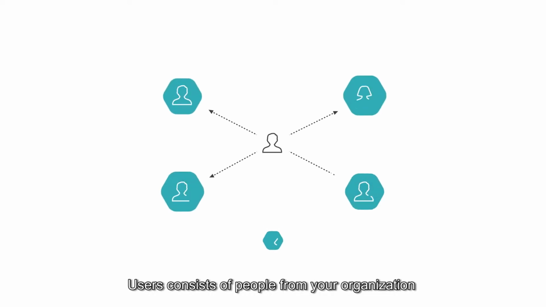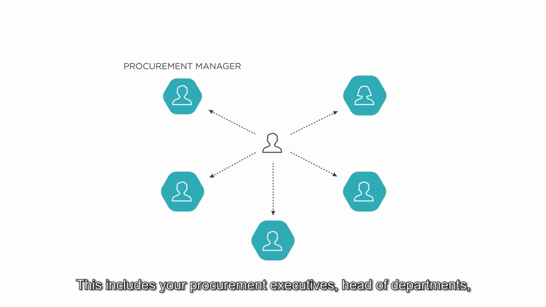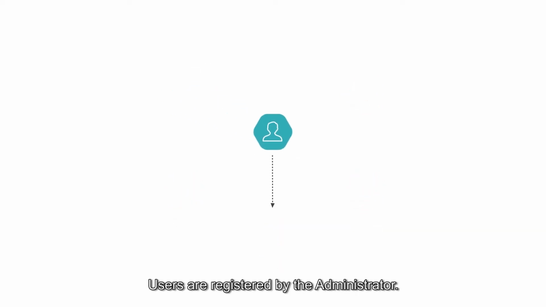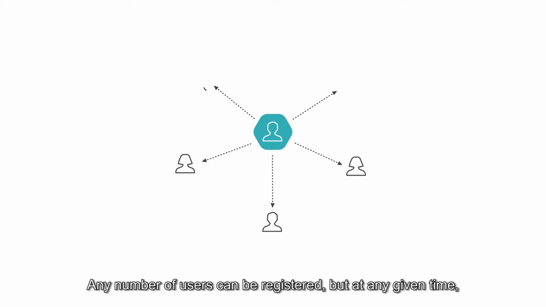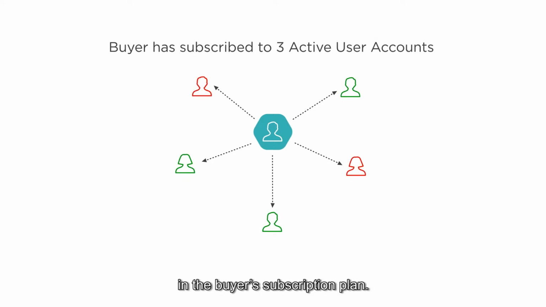Users consists of people from your organization that are involved in the procurement process. This includes your procurement executives, head of departments, finance managers, and your CFO or CEO. Users are registered by the administrator. Any number of users can be registered, but at any given time, the number of active users cannot exceed the user limit in the buyer subscription plan.